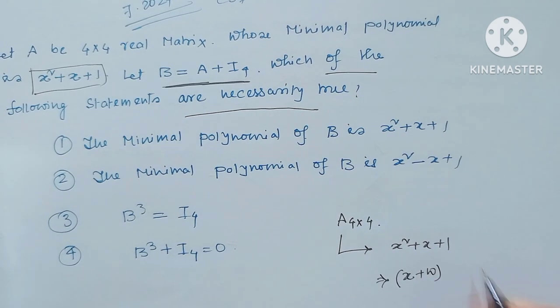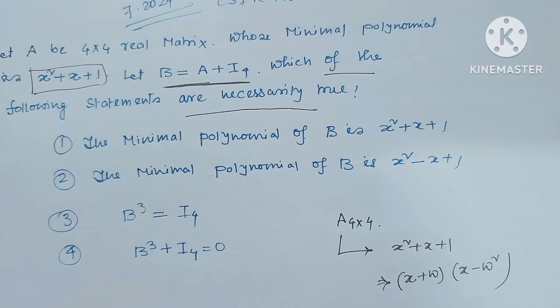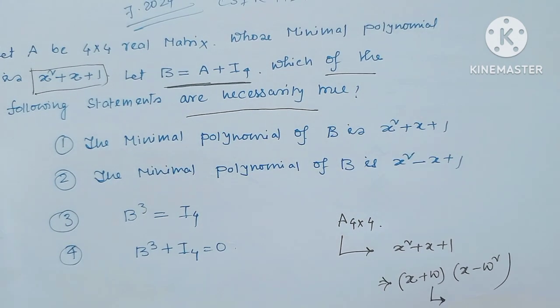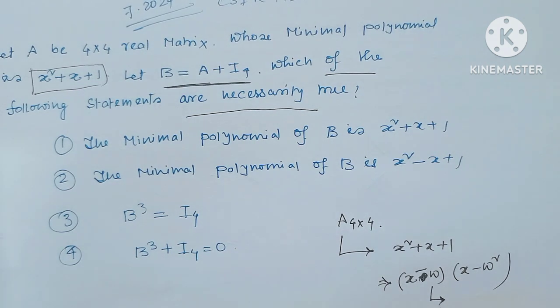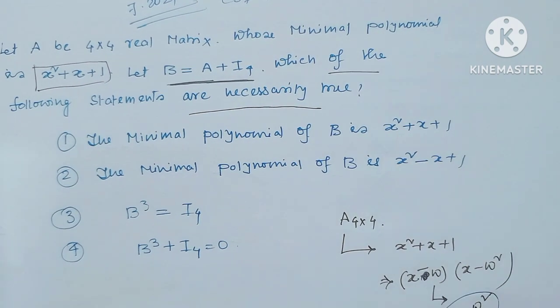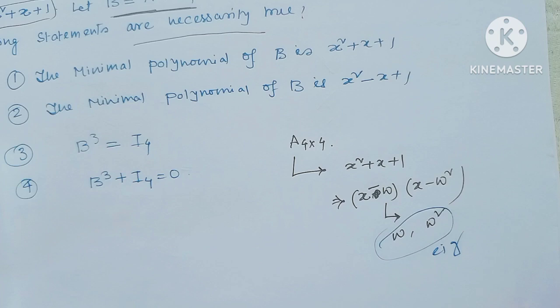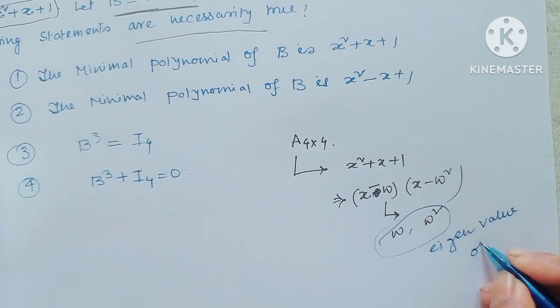(x minus omega)(x minus omega square). That means the roots are omega and omega square. These are the eigenvalues of the matrix A.